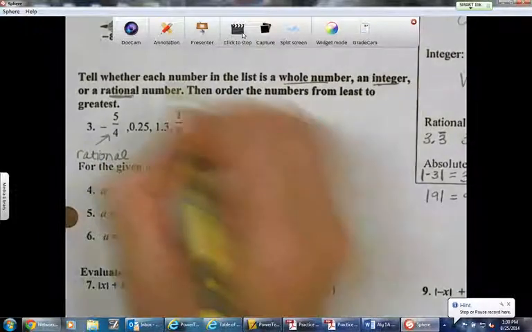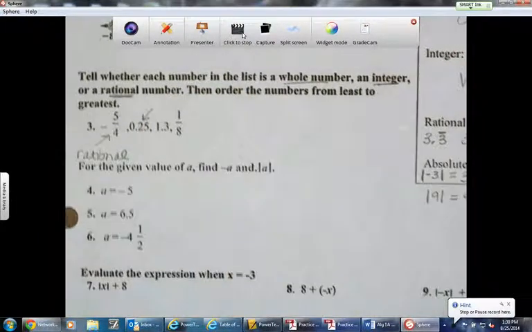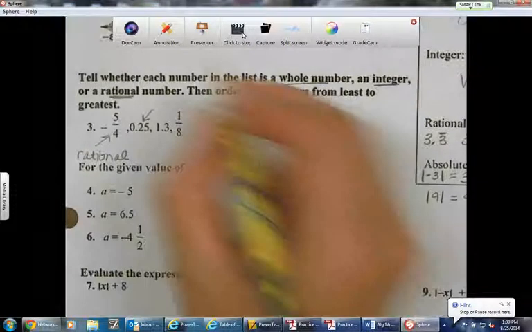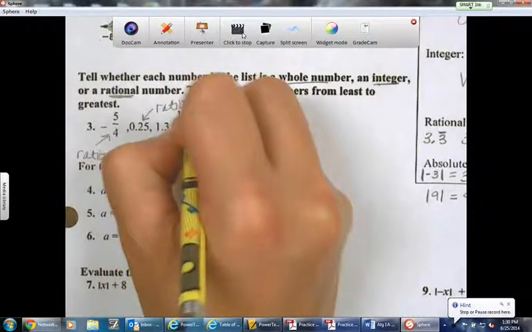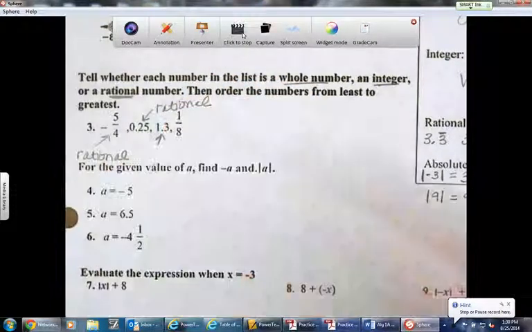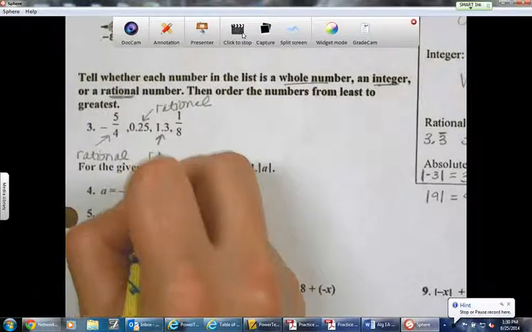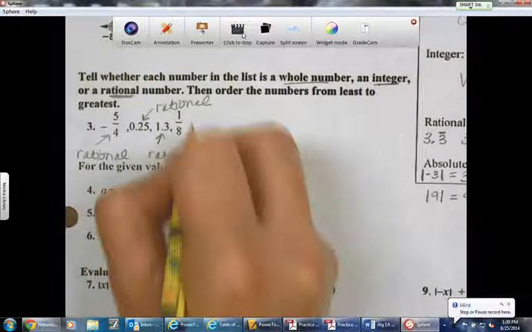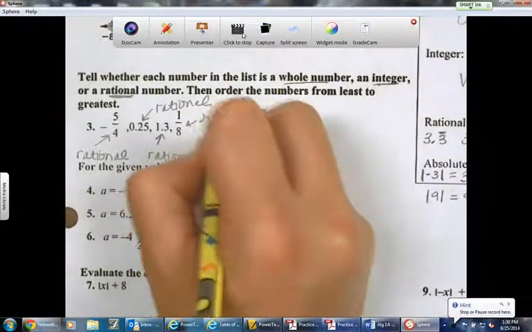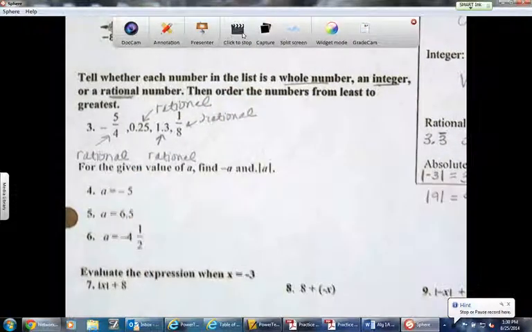Okay, what about 0.25? Rational, good. What about 1.3? Rational again. Well, this is kind of silly. And the last one is also rational. Okay, now it wants us to put them in order.